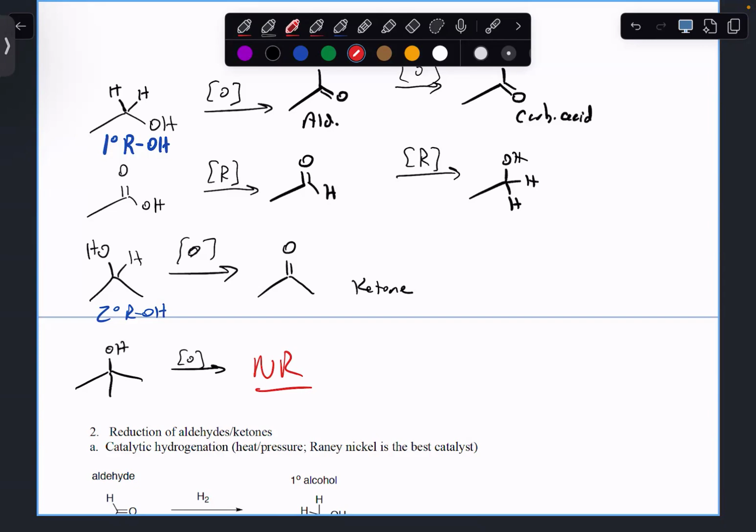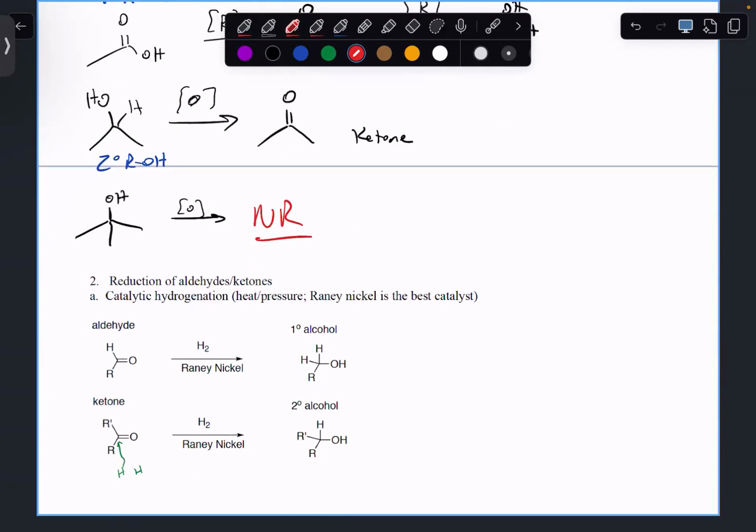Questions here? All right. So that is just kind of the alcohol redox chemistry in a nutshell. What I want to do now is talk some specifics. We'll look at reduction first. There are two broad ways of reducing aldehydes and ketones. And the first one you kind of already know.